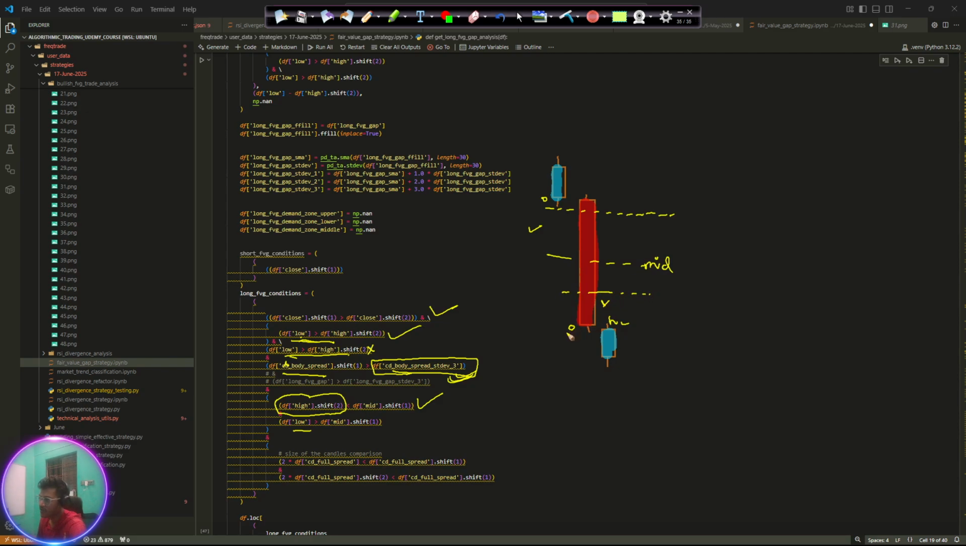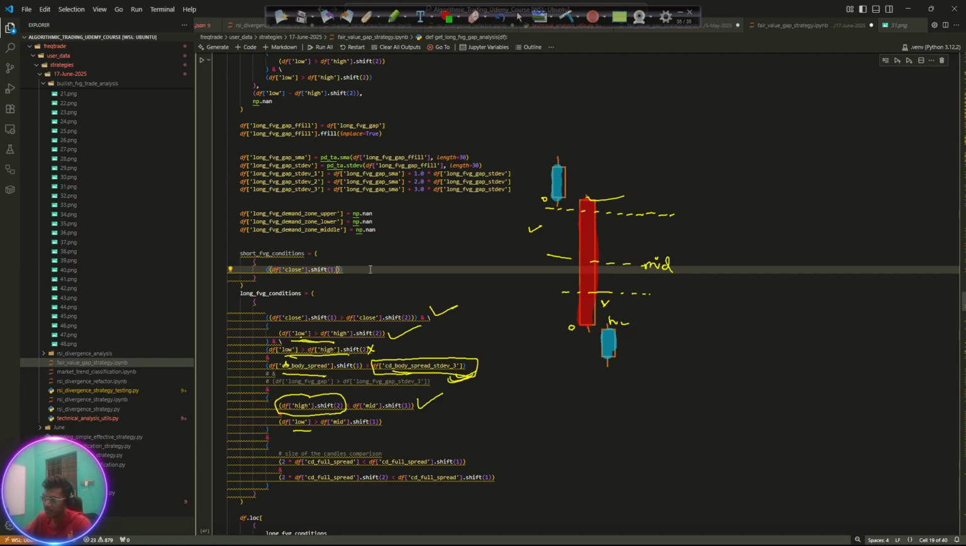We can say that... you know what? No, not half of that. Just the midpoint of that. And full spread: the current candle full spread will be less than the previous one, and two times of the current candle full spread, the previous one should also be less than this one. So these conditions are the same for those.